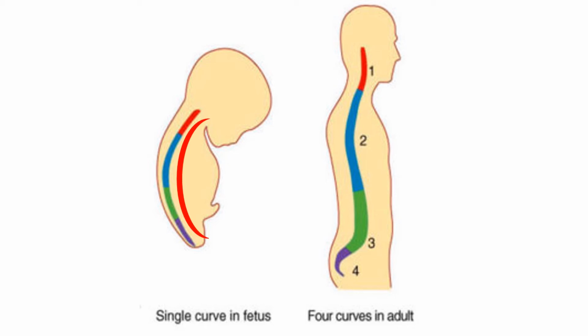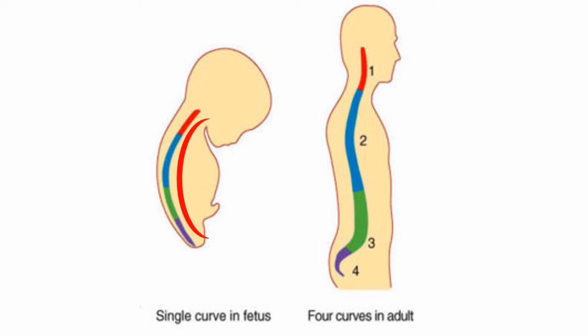Having finished talking about the girdles and bones of the upper limbs and the lower limbs, it's about time we start talking about the axial skeleton. Basic information number one.